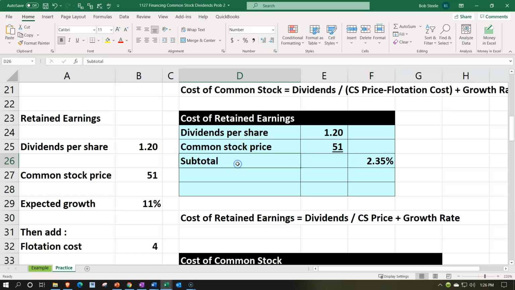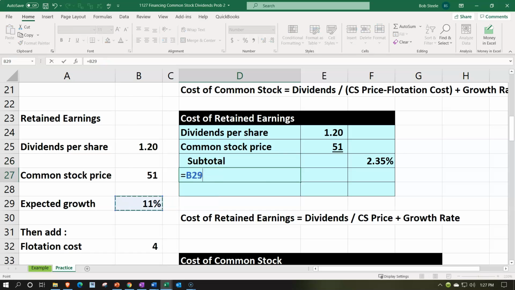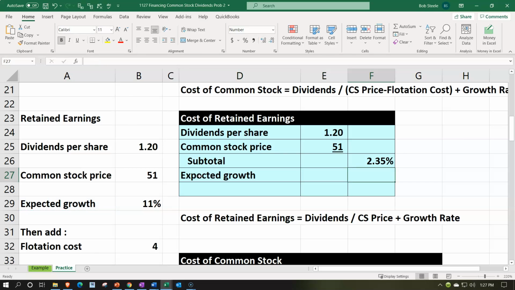Let's go ahead and indent the subtotal. Then we're simply going to tack on to that the expected growth rate, because that's what we're giving up. You can think of it as a component of retained earnings, of assets minus liabilities, of the net assets. And those net assets we expect to grow by 11%.